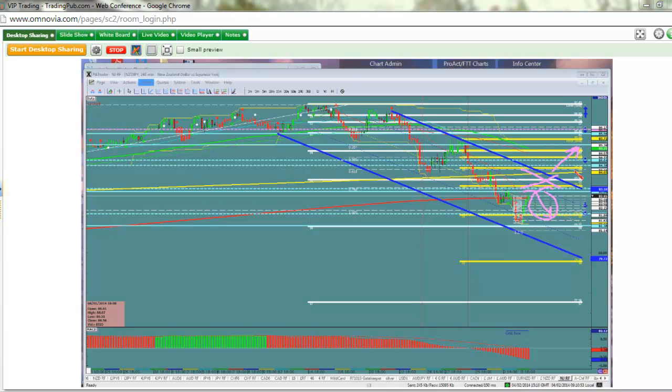We will be a buyer once we take this trend out, but we won't be a buyer until then. So we're looking for a possible sell on the New Zealand yen.